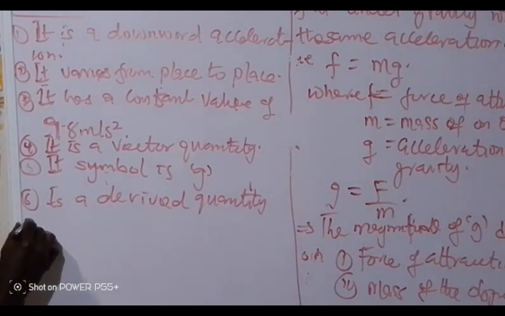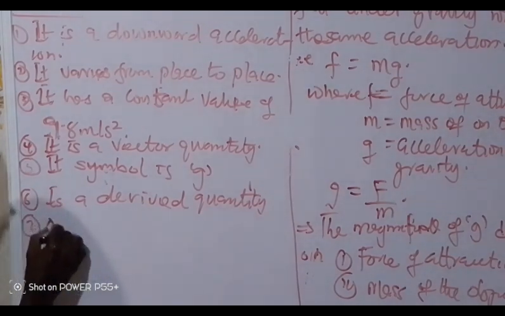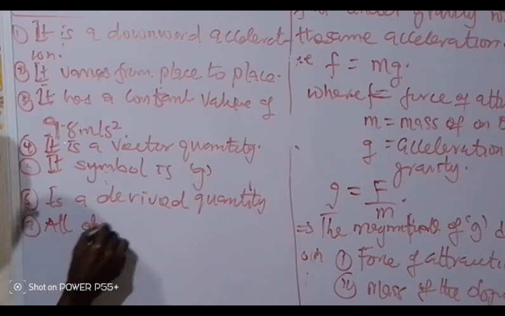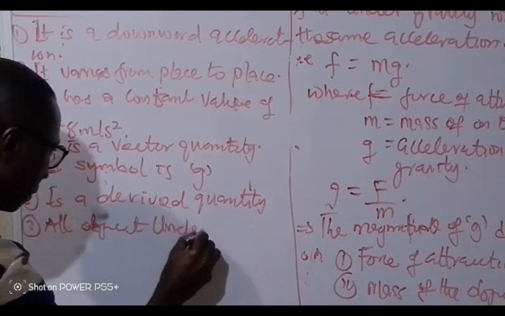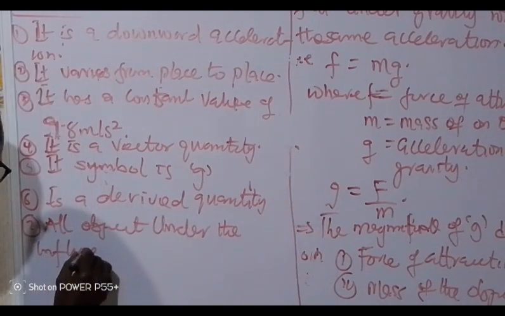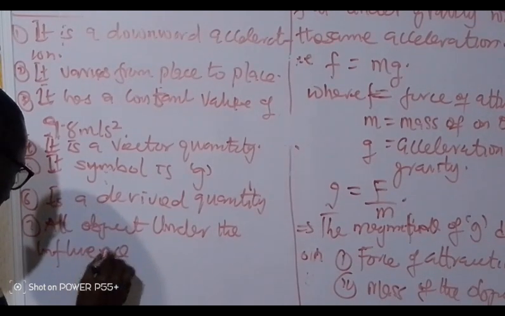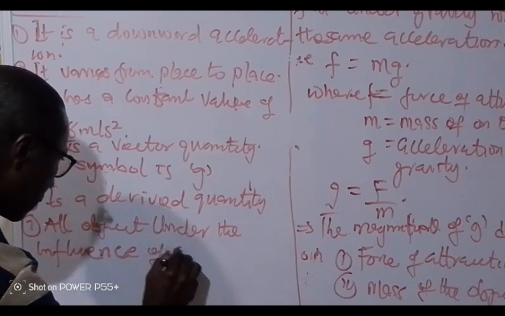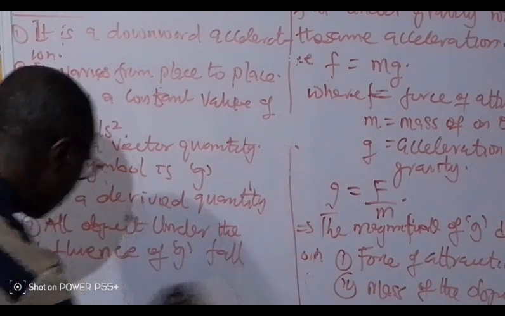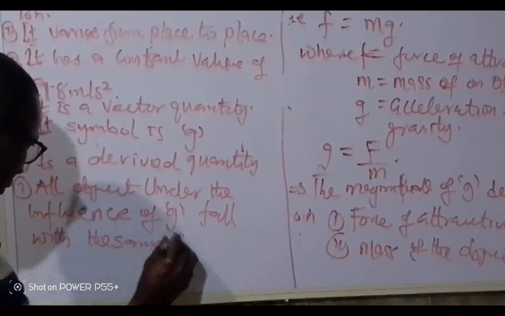Number 7, all objects under the influence of acceleration due to gravity fall with the same speed.